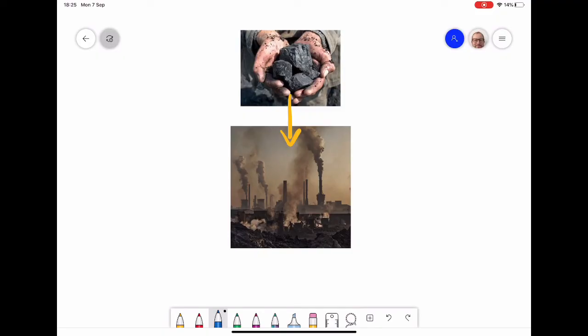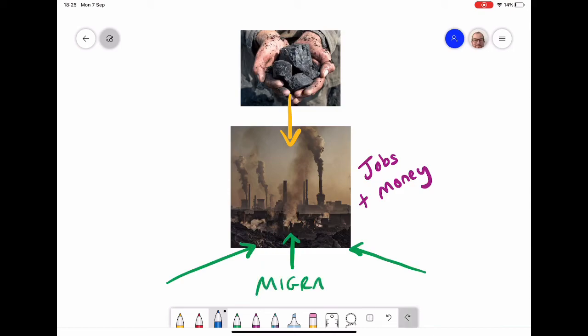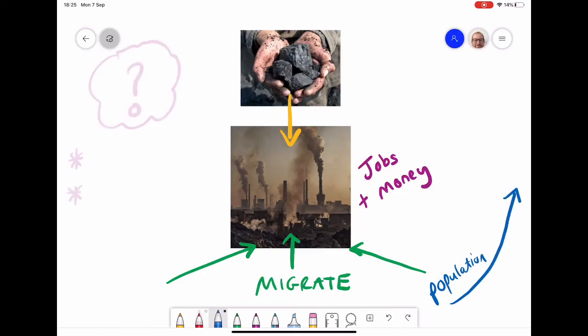They needed it for making the products. When these factories started to be near the coal, that meant they could provide jobs and money. And when there are jobs and money, people migrate to those areas to be near them. That obviously means that these tiny places that started as villages suddenly grow in population, and then we get these huge towns appearing.